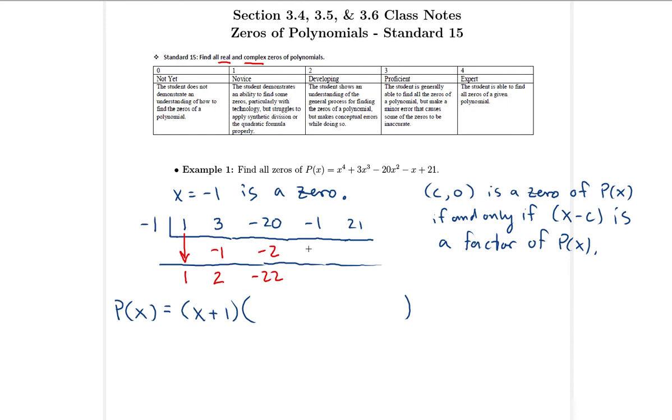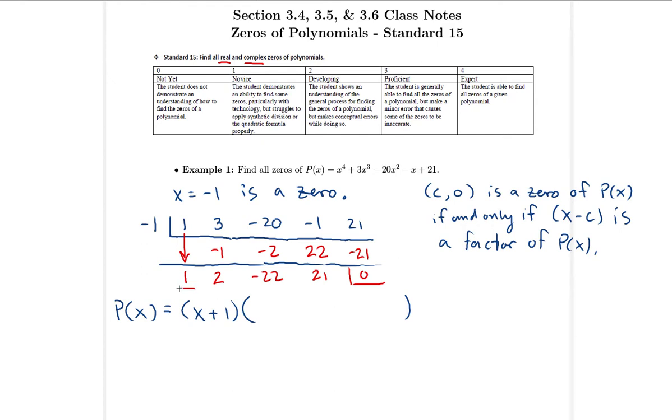Negative 1 times negative 22 is positive 22, so we get 21. And negative 1 times 21 is negative 21. And of course, when you add those, you get 0. Now remember, if you're suspecting that this here is a 0, you better end up with 0 here because this is your remainder, right? If you get something besides 0, either you've made an error in here or this wasn't one of your zeros to begin with.